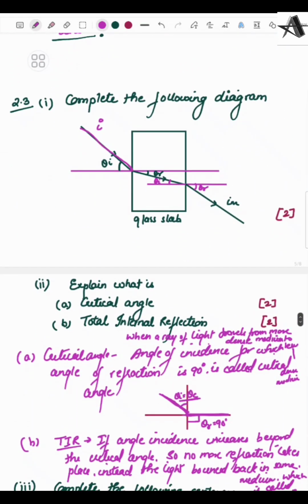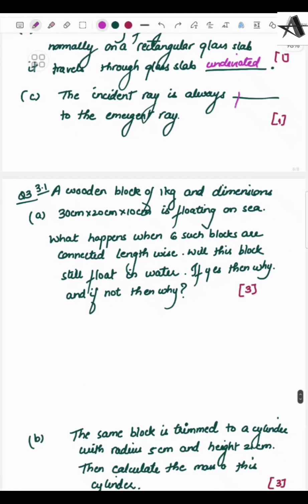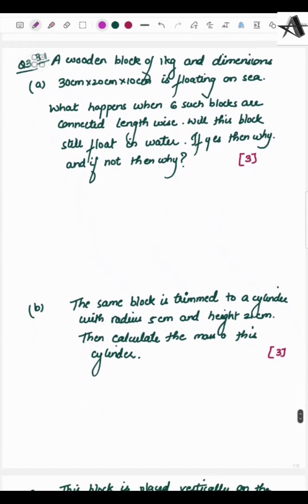This is the incident ray that enters, and this is the emergent ray that is leaving the slab. And what is the relation between them? If I extend this one, and this one as well, you can clearly see these two rays are parallel to each other always. Whenever you draw any ray, it will give you a better idea whether your diagram is correct or not. You have to check whether the incident ray is parallel to the emergent ray or not. So the incident ray is always parallel to the emergent ray.